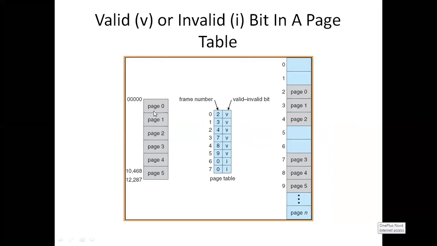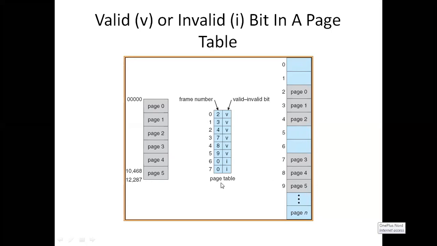So if this is the secondary memory, why? Because the entire logical memory is divided into pages. How many pages are there here? There are a total of 6 pages, 0 to 5. This is the main memory.